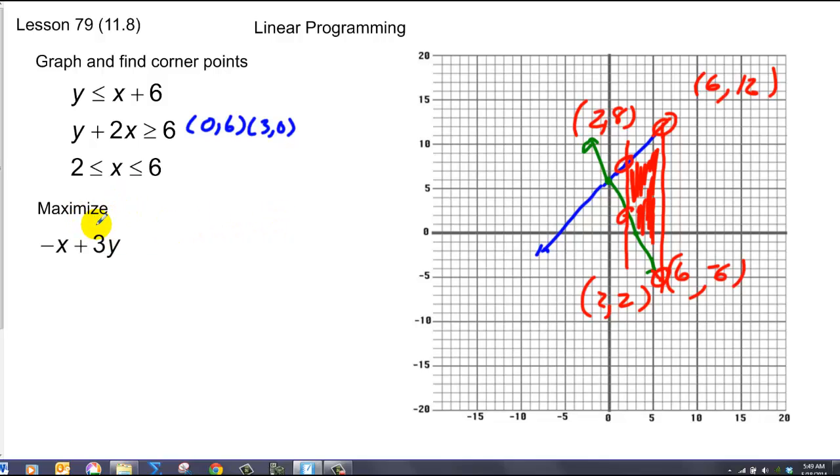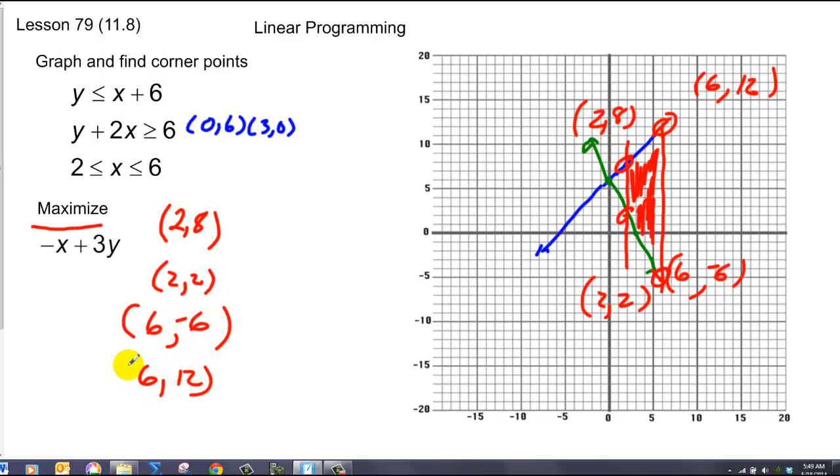And the problem when I do linear programming, you're usually asked to maximize or minimize a quantity. They will give that quantity to us. And the equation they're asking us to maximize is negative x plus 3y. And what I do is I take all these vertex points, so (2, 8), (2, 2), (6, -6), and (6, 12), and I plug these points into my maximizing equation, see what I end up with.